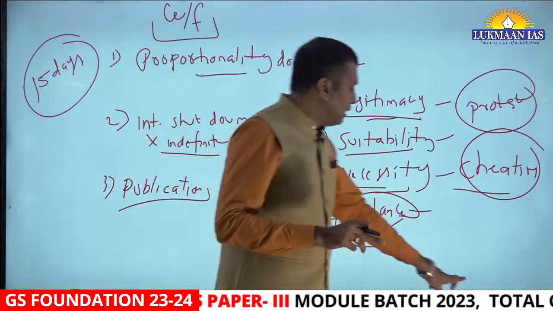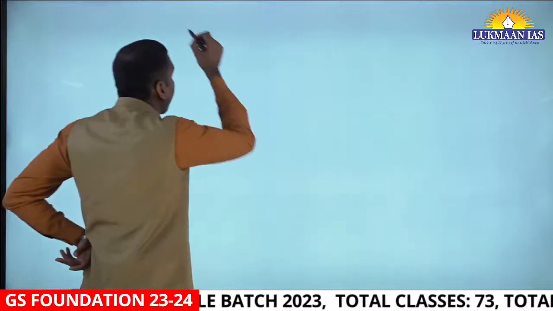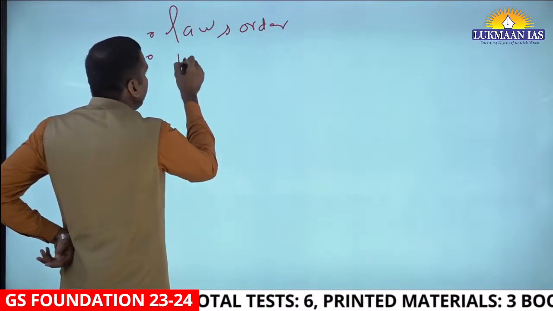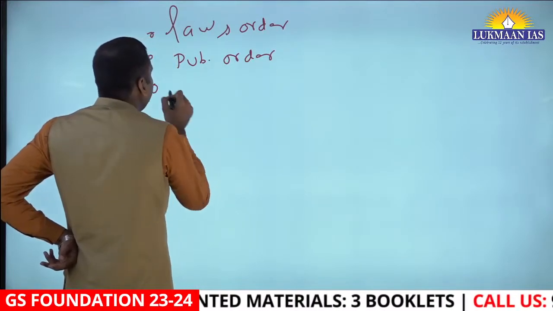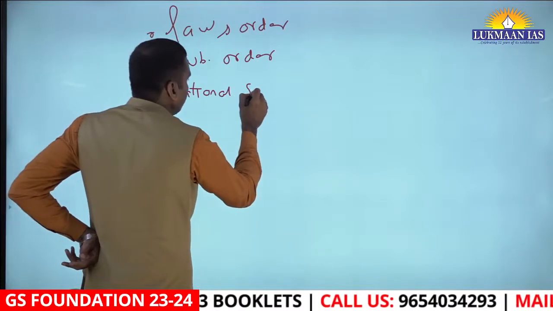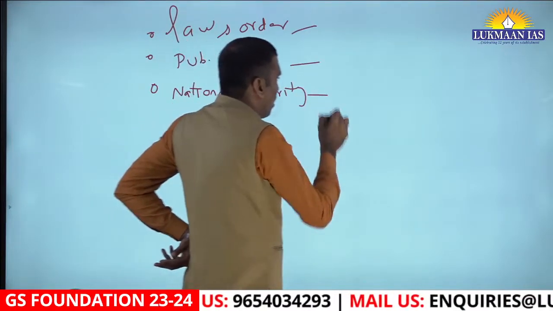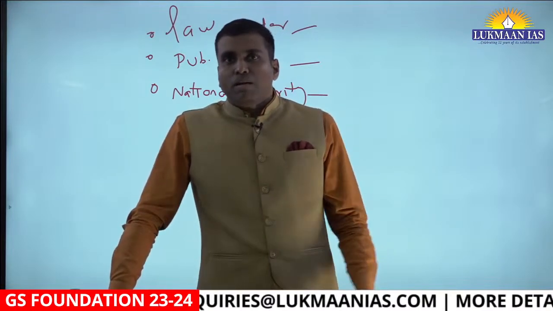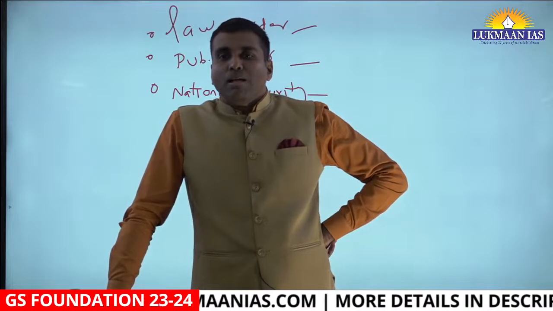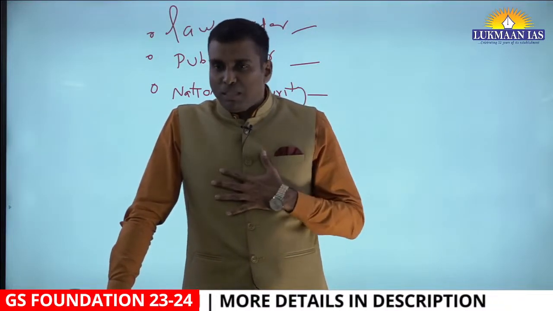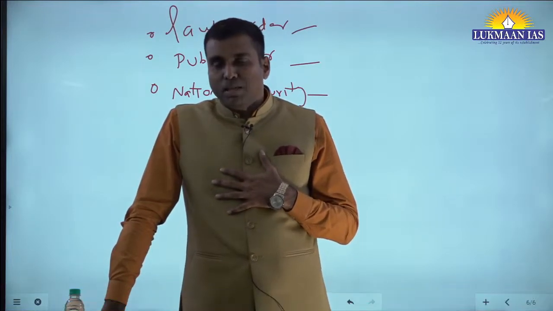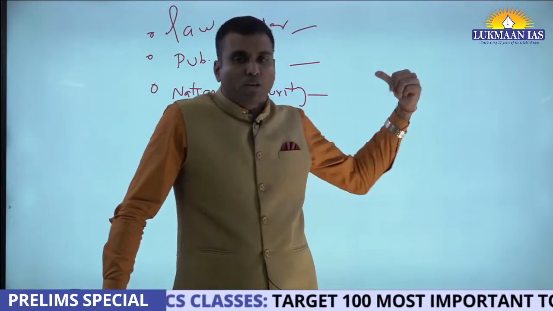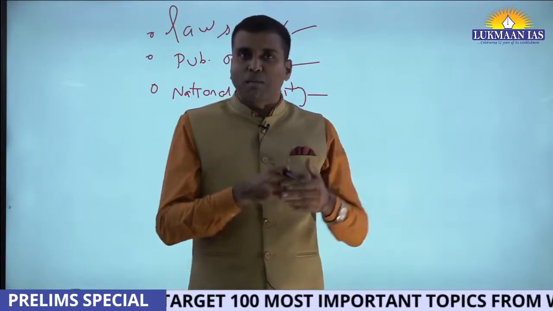In this context, you should know the difference between these things. What is it? Law and order. Next is public order. Third is national security. Somebody has stolen my mobile. It affects me. In general, it affects me. It's a law and order issue. Whenever a crime affects the society at large, community at large, then it becomes a public order issue. When it affects the nation as a whole, it becomes national security.